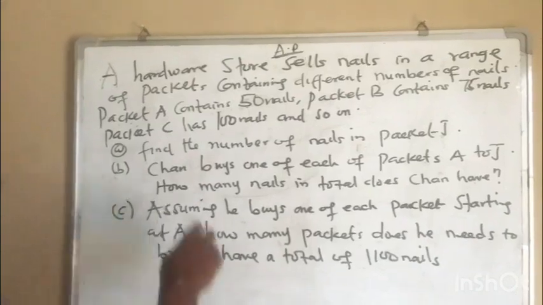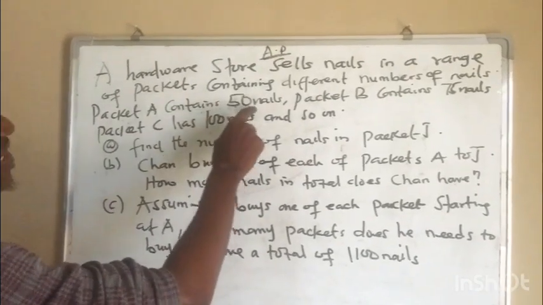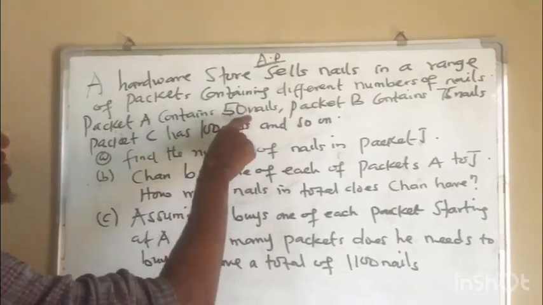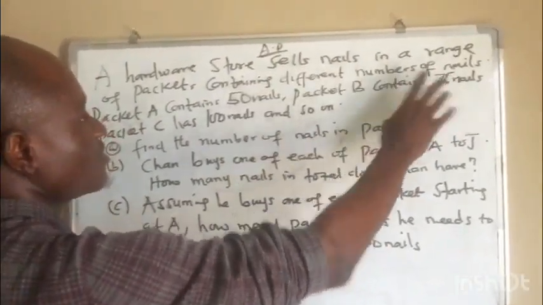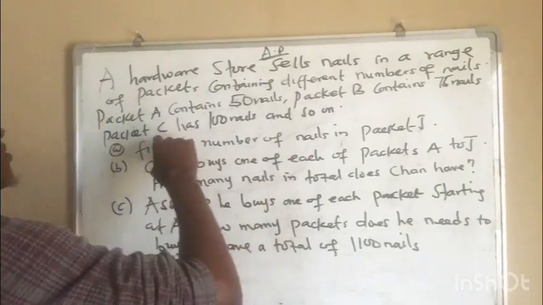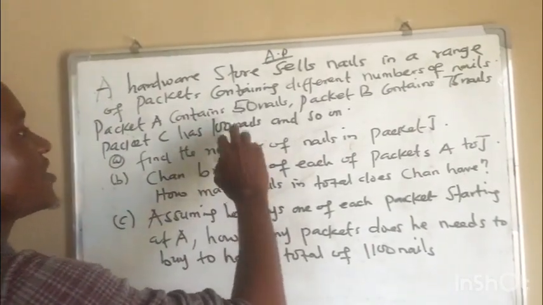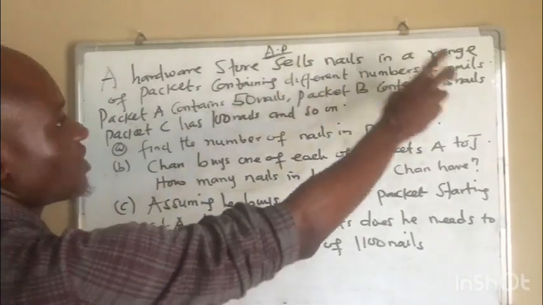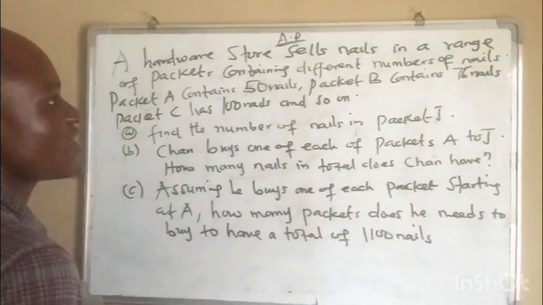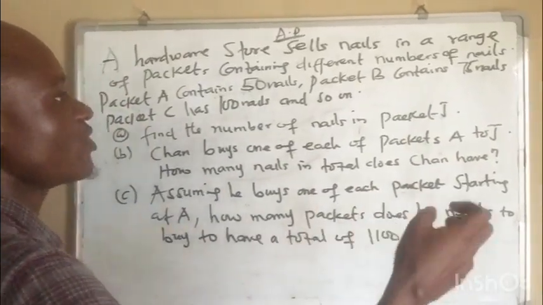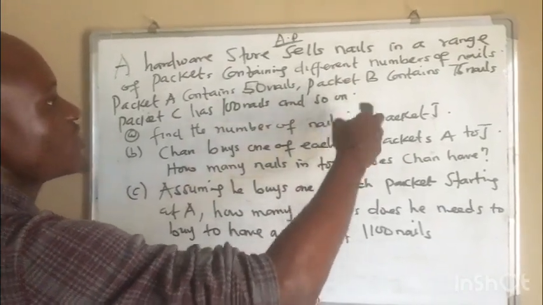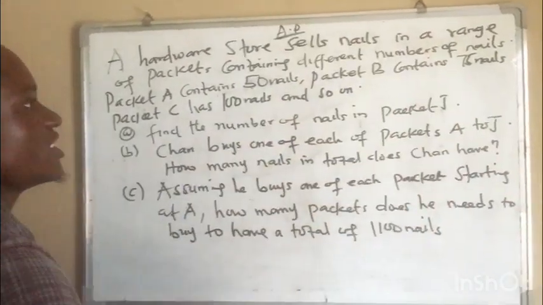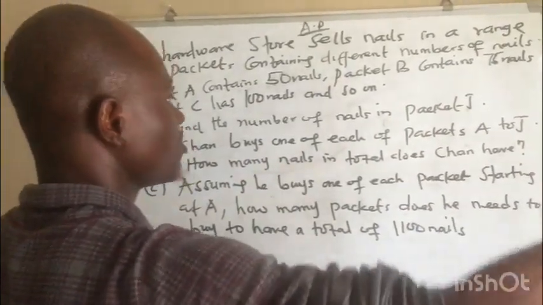You will say that the first packet, which is packet A, is 50 nails. The second packet, 75 nails. If you check the difference, you see it's 25. And when you come to the third packet, it's 100. If you check the difference between packet C and packet B, you also see it's 25. So they have the same common difference. So and so on means when you get to packet D, that will be 125 nails. Packet E, that will be 150 nails, and so on like that.